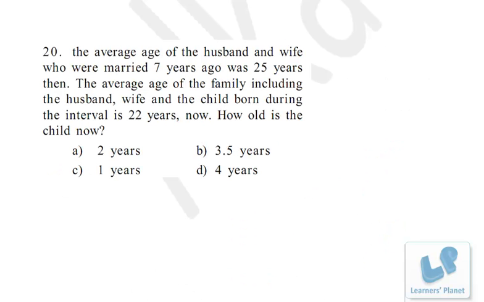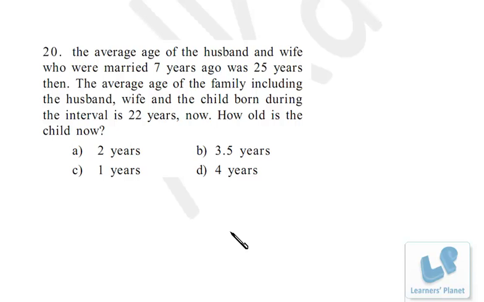Now let's see this question. The average age of husband and wife who were married 7 years ago was 25 years then. The average age of the family, including the husband, wife and the child born during the interval, is 22 years now. How old is the child now?